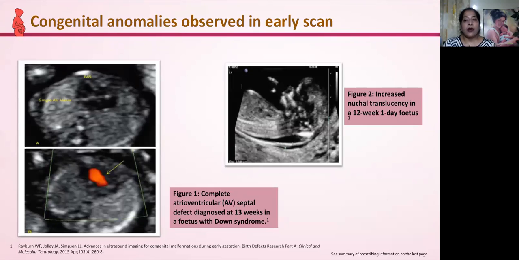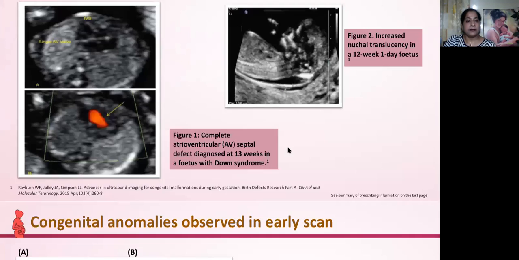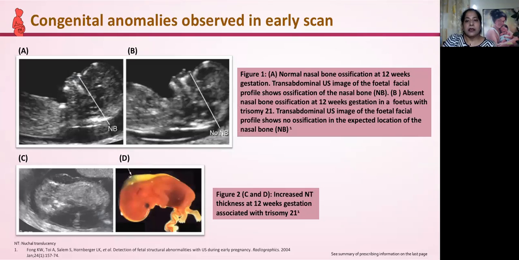Now, some cardiac anomalies which can be identified in this scan: a complete AV septal defect at 13 weeks in a fetus with Down syndrome, or this picture depicts an increased nuchal translucency in a 12-week fetus. Then normal nasal bone ossification at 12 weeks, absent nasal bone ossification at 12 weeks in a fetus with trisomy 21.